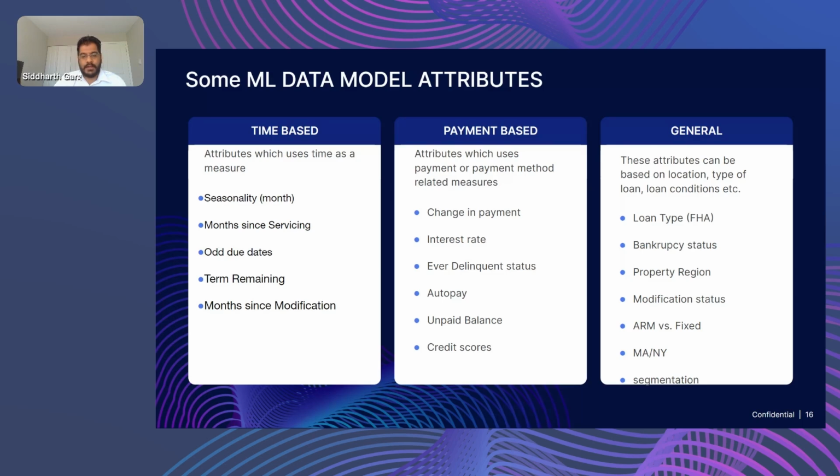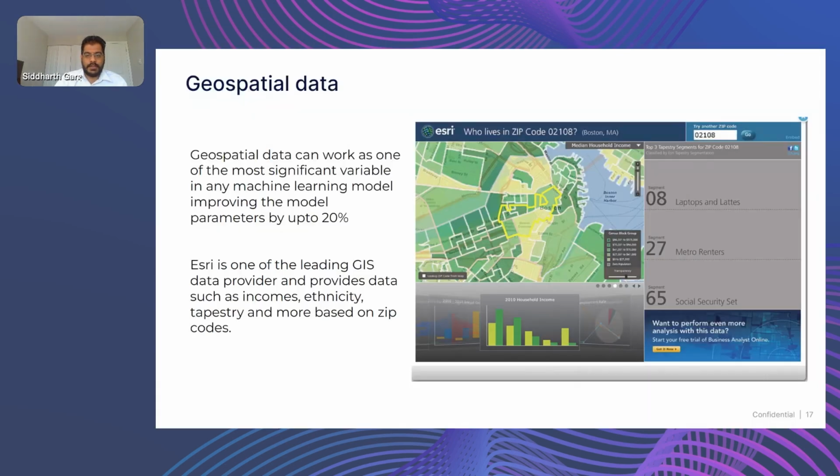There's location segmentation. Segmentation data looks something like this: you can use various tapestry data that can be implemented to improve the model parameters by 20%.